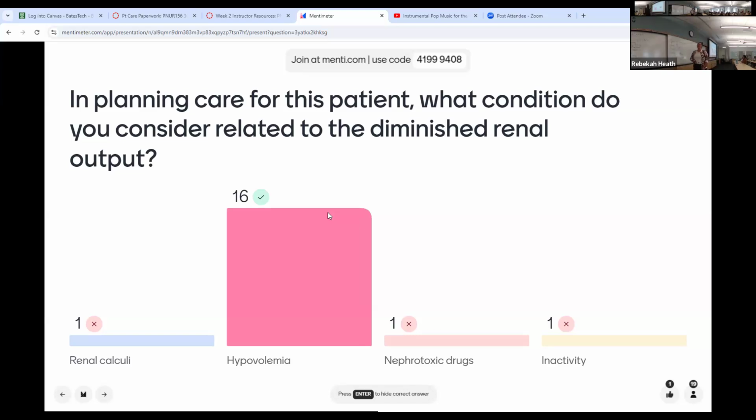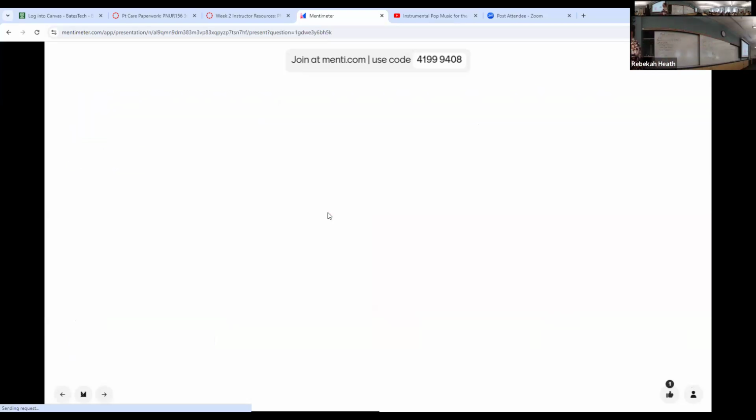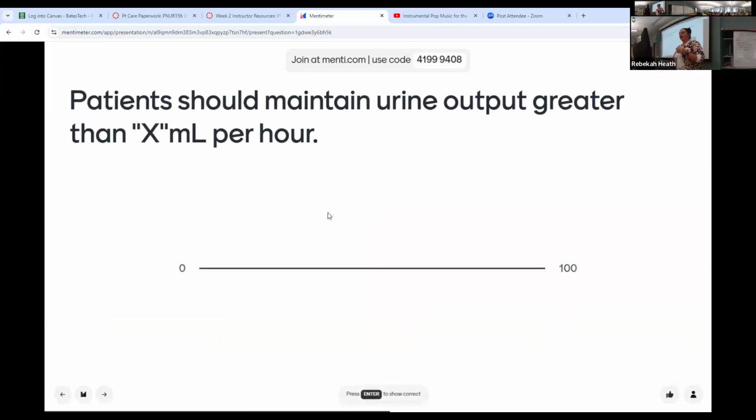The scenario didn't really say anything about nephrotoxic drugs or anything that might make me think renal calculi. So those are the two I could easily rule out. And then the inactivity, well, if I'm going to compare inactivity or hypovolemia, to me, the hypovolemia is the more obvious yes, because all the signs point to that being an issue.